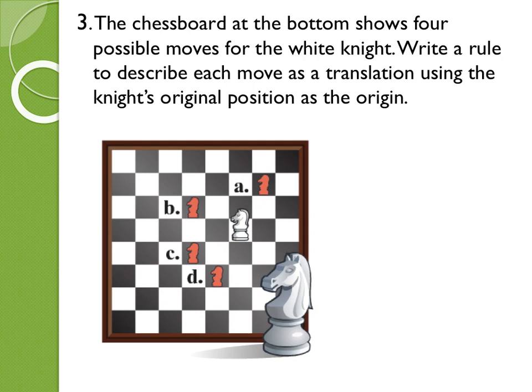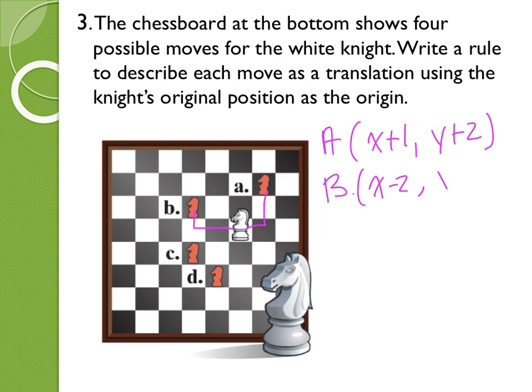Number 3, the chessboard at the bottom shows 4 possible moves for the white knight. Write a rule to describe each move as a translation using the knight's original position as the origin. Okay, so for A, he can go to the right 1 and then up 2. So X plus 1, Y plus 2. B, to get to B, we can go to the left 2, up 1, so X minus 2, Y plus 1.